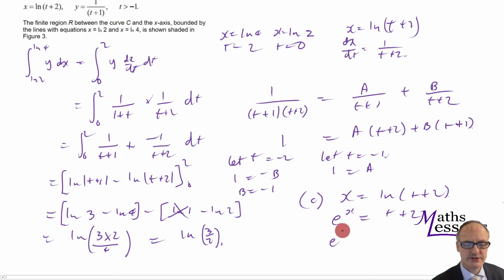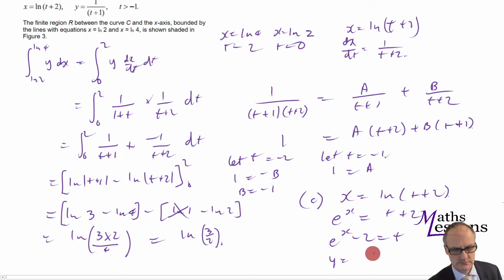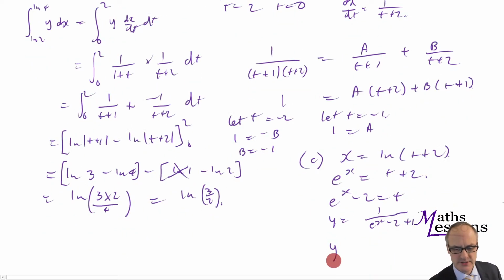Take away 2 from both sides, so e to the x minus 2 will equal t. And then we're going to put that into here. So we're going to get y will equal 1 over e to the x minus 2, plus 1. Scroll down a little bit more to give us some space. So y will equal 1 over e to the x minus 1.